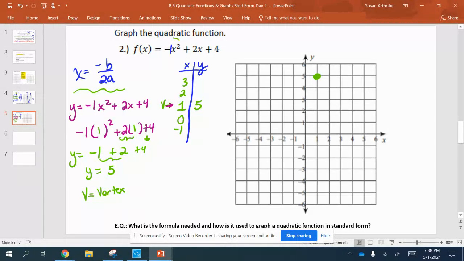Now, check. Our lead is a negative. When you have a negative lead, that means your graph will open down. So we can already be thinking our graph is going to be something like that. Okay? All right. So let's plug in some more values. Let me erase the green.